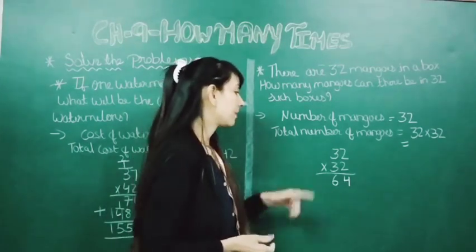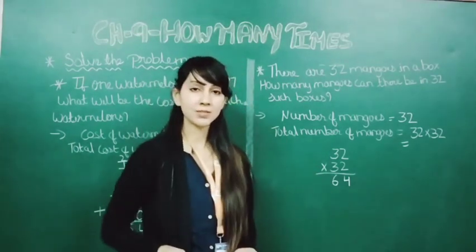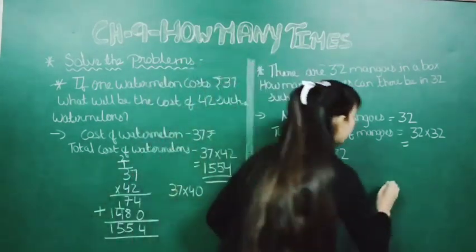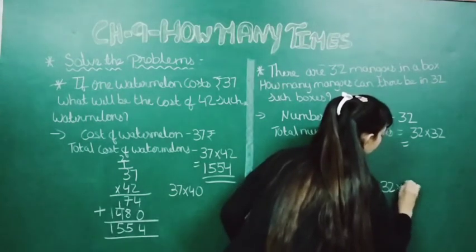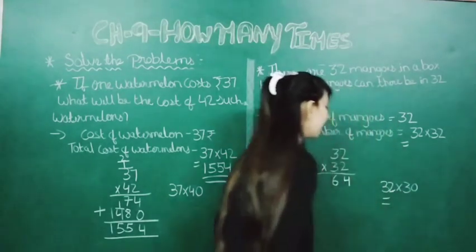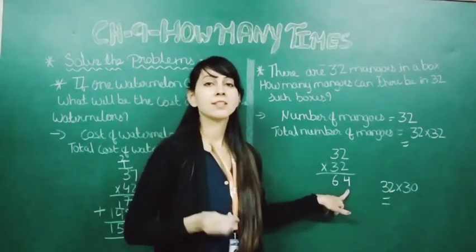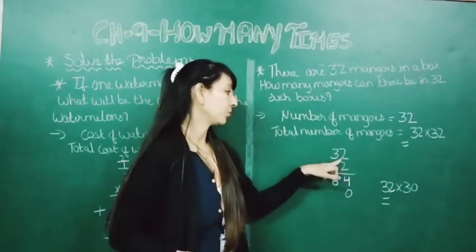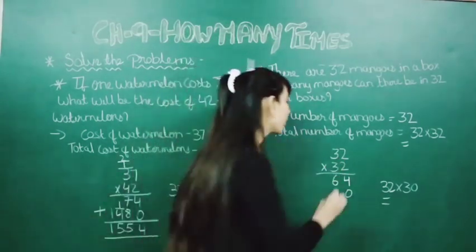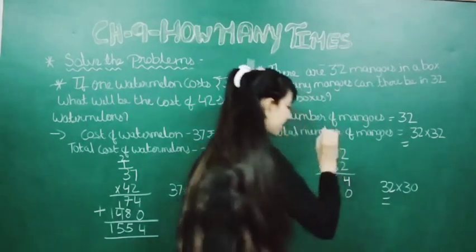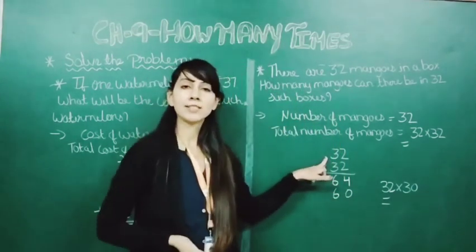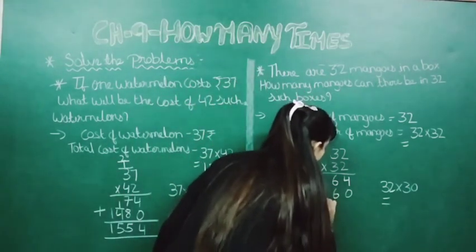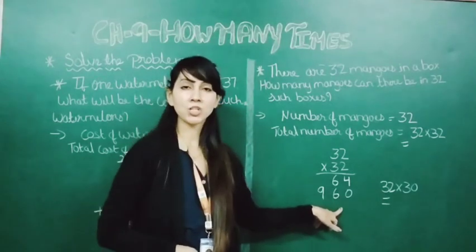Now we will see next number, this 3 that comes in tens place. Okay. So actually we are multiplying 32 by 30. So here we will write 32 into 30. Okay. Now here we will put 0 just below 4. Now 3 into 2. 3 twos are 6. So here we will write 6 in tens place. Now 3 into 3. 3 threes are 9. That we will write in hundreds place. Okay. Now this is our second partial product.